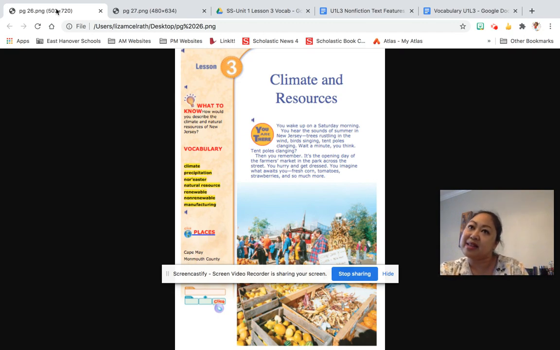You may not see a lot of farms around East Hanover, but New Jersey, as we talked about with the regions, we have a lot of farmlands in the western part and towards the central part of New Jersey.